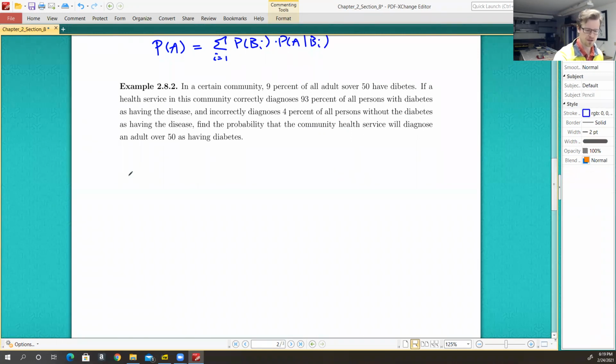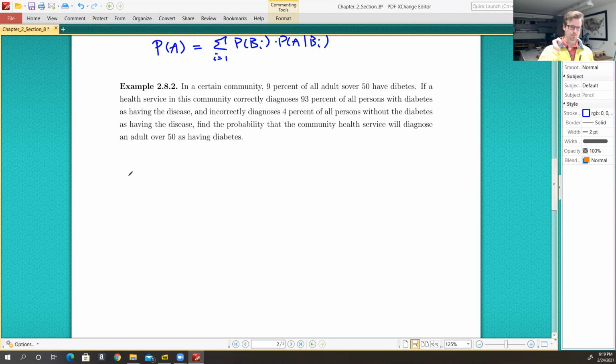So I'd like to first read the problem. In a certain community, 9% of all adults over 50 have diabetes. If a health service in the community, hospital or family doctor, correctly diagnoses 93% of all persons with diabetes as actually having the disease, but also incorrectly diagnoses 4% of all people without diabetes as actually having it, we want to find the probability that the community health service will diagnose an adult over 50 as having diabetes.